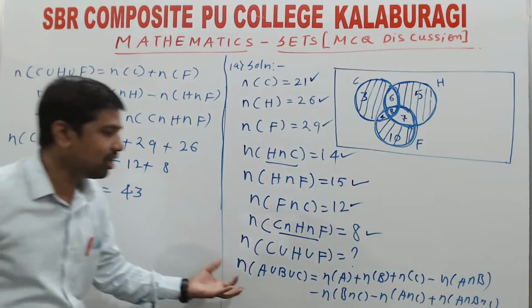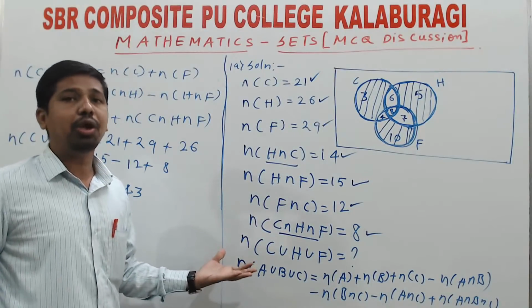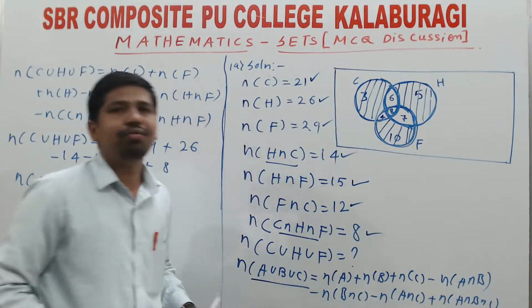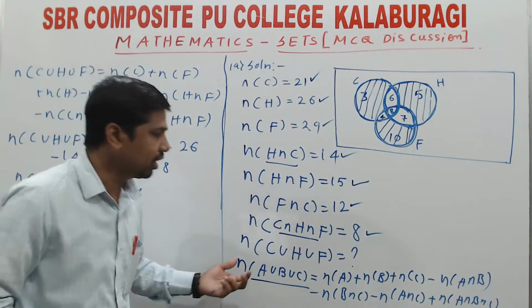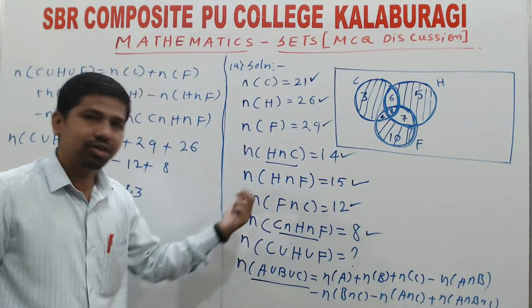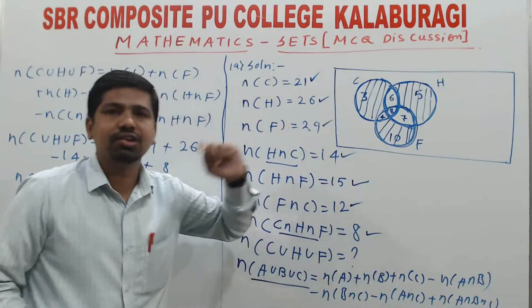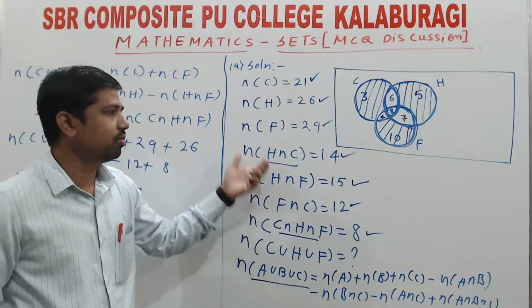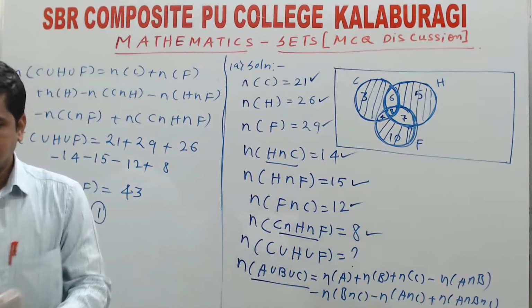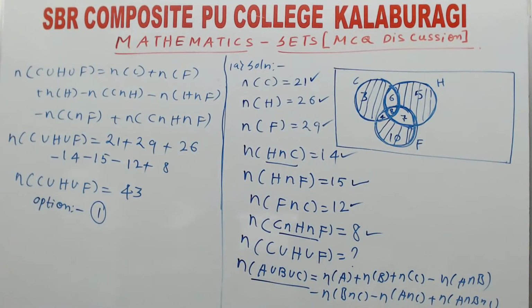But here it is asking how many people are there in N of A union B union C. So easily with the formula: N of A plus N of B plus N of C minus N of A intersection B minus N of B intersection C minus N of A intersection C plus N of A intersection B intersection C. Right. So by this we can easily get this result. Okay. Now let us go for the next question.